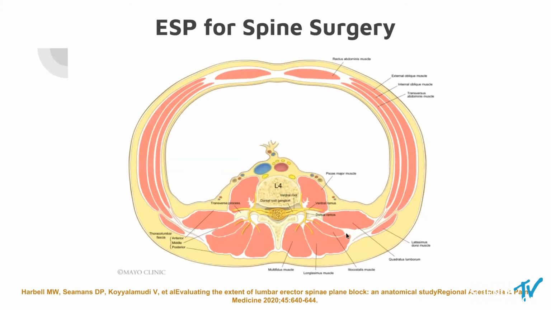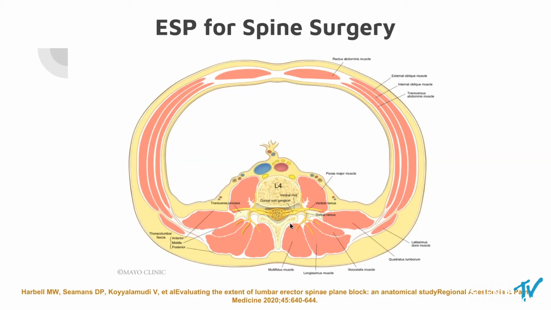Again, with regards to the ESP block for spine surgery, you're going to be depositing your local anesthetic deep to the erector spinae complex and superficial to the transverse process. So your local anesthetic is going to basically block the dorsal ramus. That's going to anesthetize the skin over the midline of the back, the paraspinal muscles, the ligaments of the spine, the facet joints.